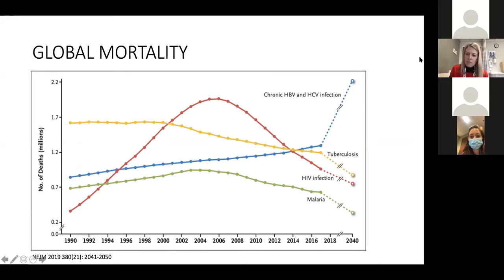And then these dashed line estimates are what mortality may look like in 2040, at which point in time it's estimated that mortality from chronic hepatitis B and C could outnumber the combined total deaths of TB, HIV, and malaria.